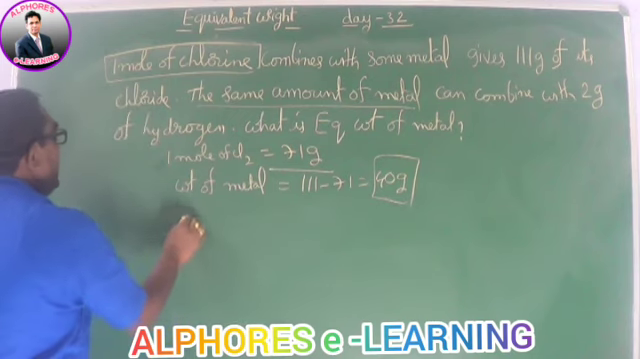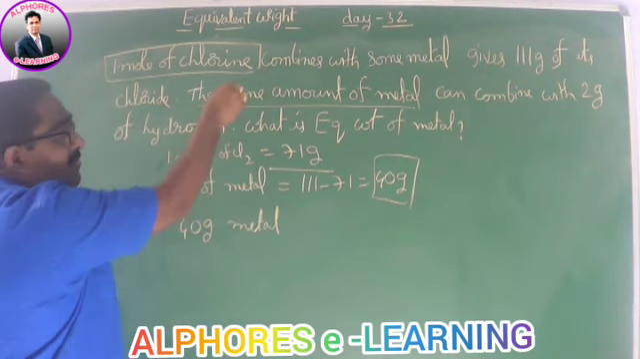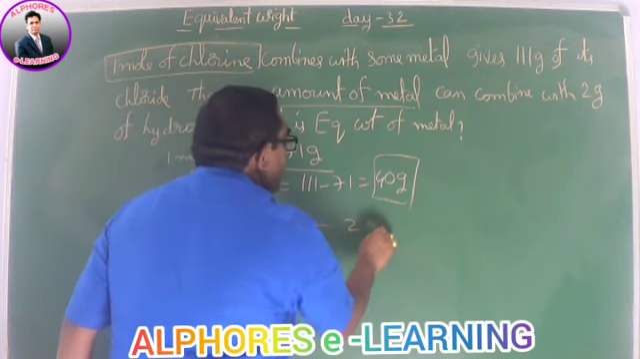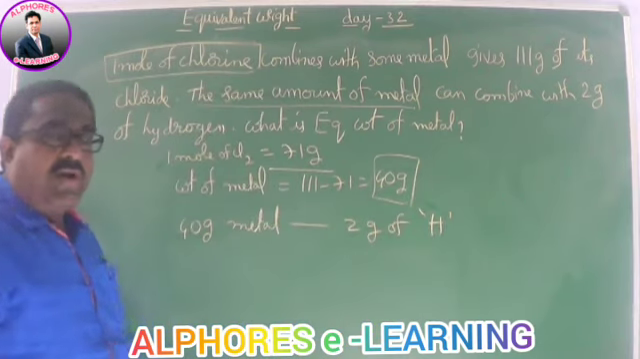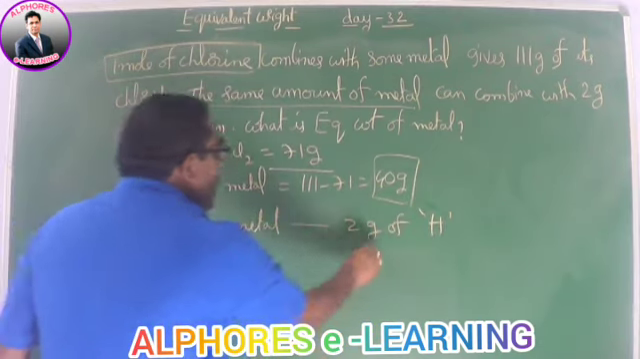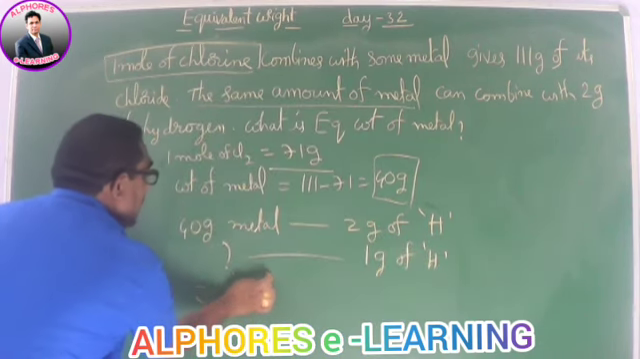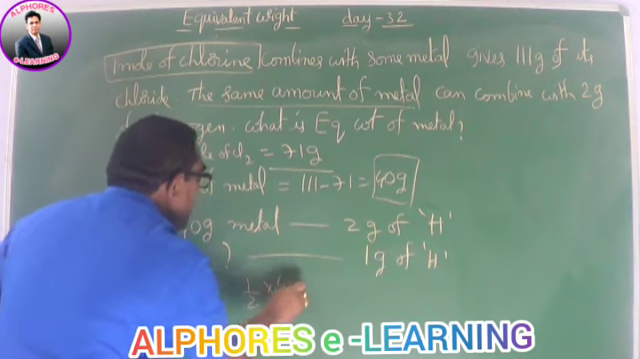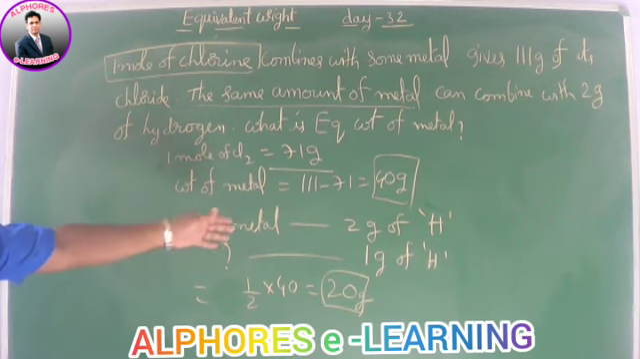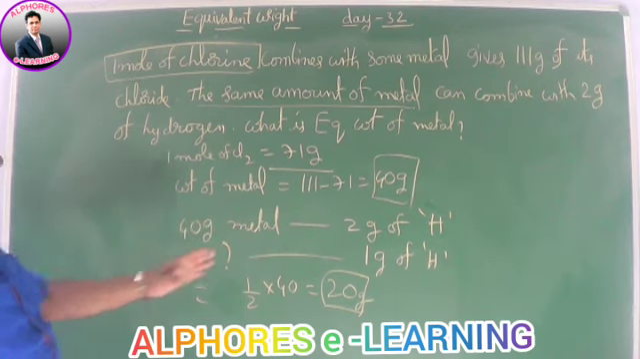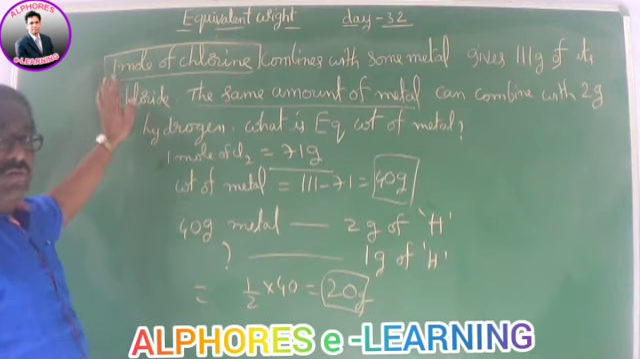Okay, now I am writing the data. 40 grams of metal, the same amount of metal, combining with 2 grams of hydrogen. But to estimate equivalent mass, how much weight of hydrogen do we have to consider? Only 1 gram of hydrogen. So what will be the answer? That is 1 by 2 into 40, that is 20. Now that is the answer for this question. So 20 grams is the equivalent weight of the metal given in the question.